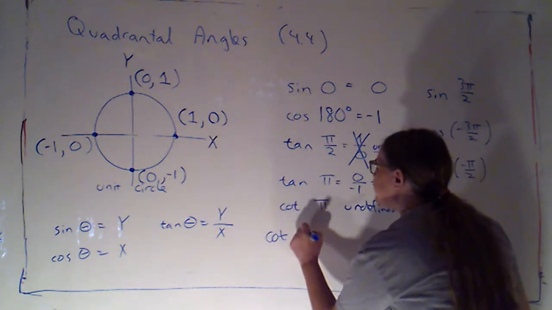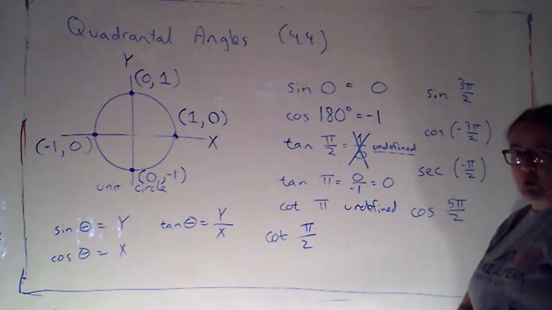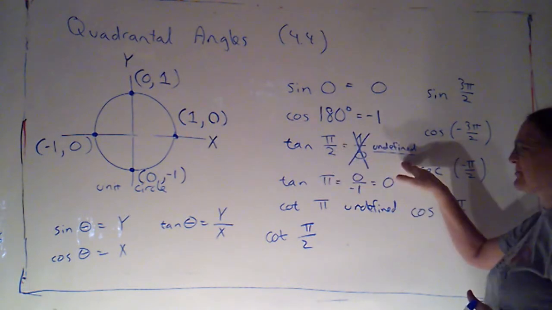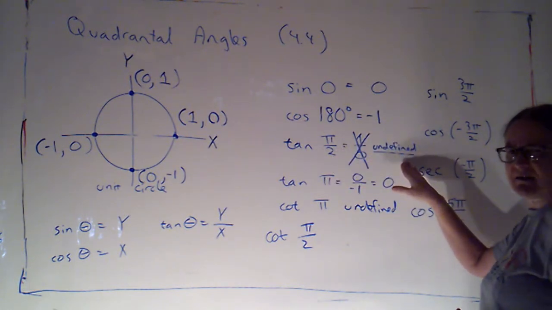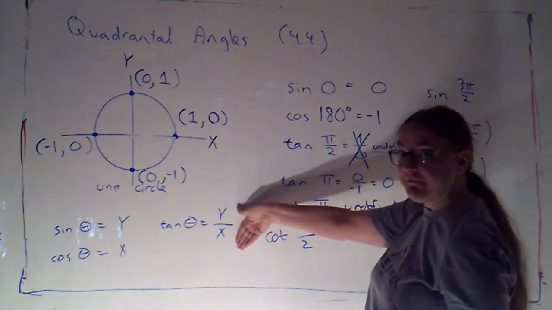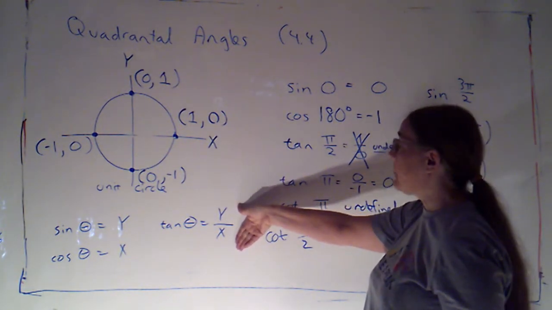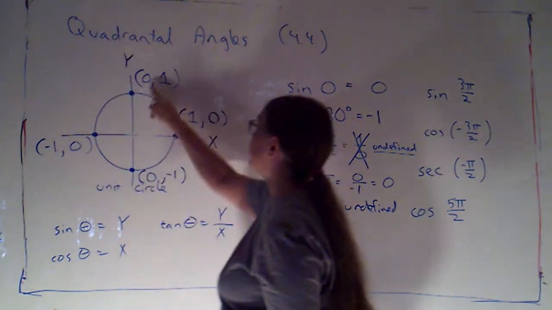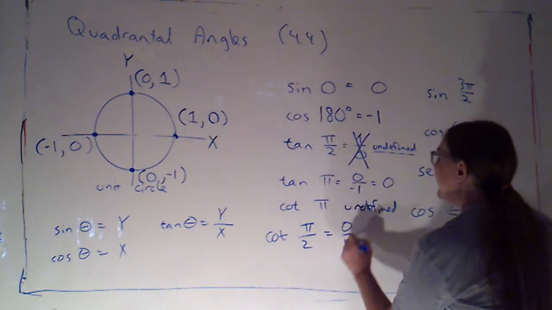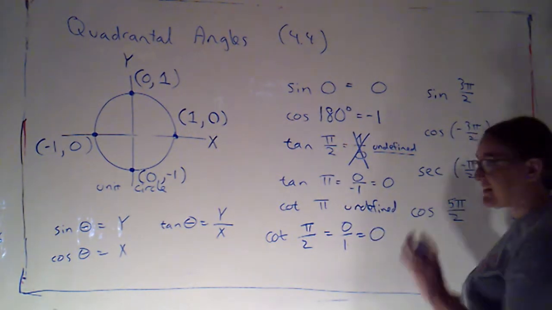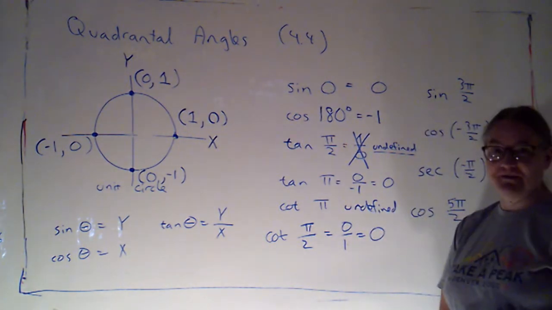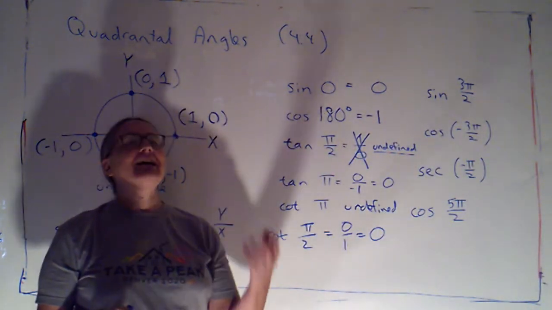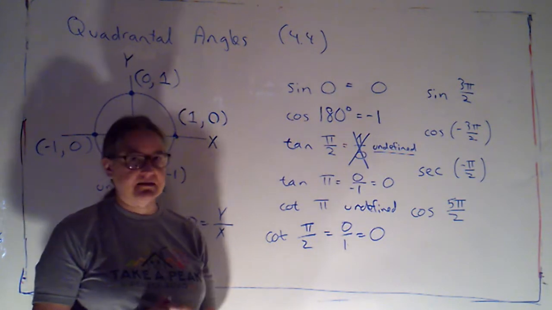But notice, if I asked for cotangent of pi over 2, I can't think of that as the reciprocal of tangent of pi over 2, because the reciprocal of undefined doesn't make sense. But if I take the reciprocal of this formula and look at what x over y is for the terminal ray of pi over 2, that would be 0 over 1, and that's just 0. So that's not saying that 0 is the reciprocal of undefined, but it is saying that when tangent is undefined, that will mean that cotangent is 0.